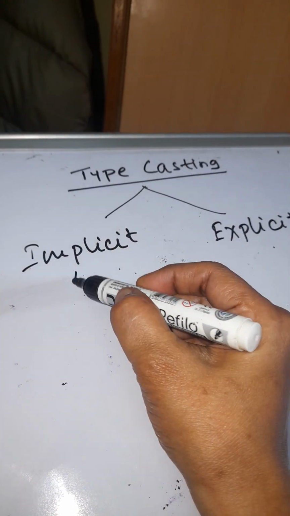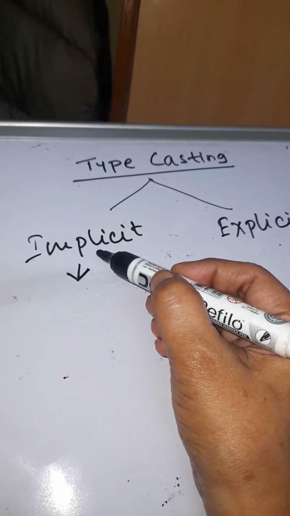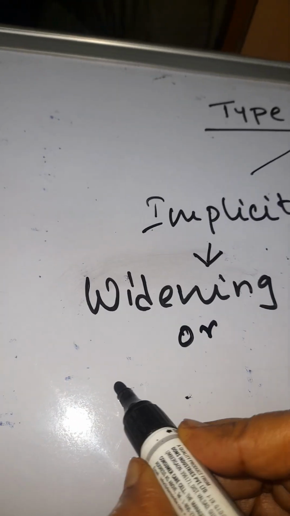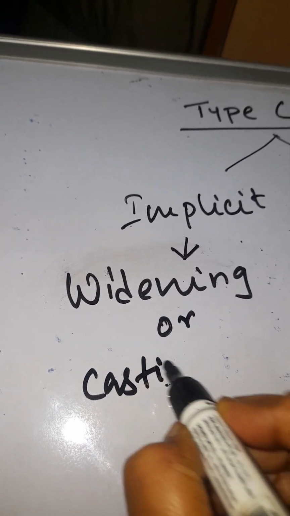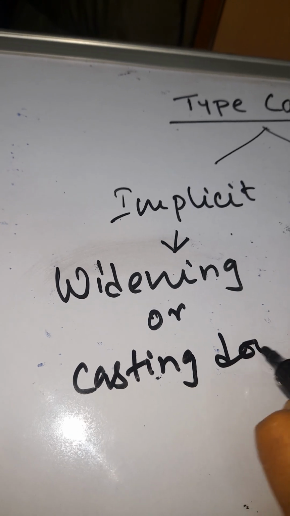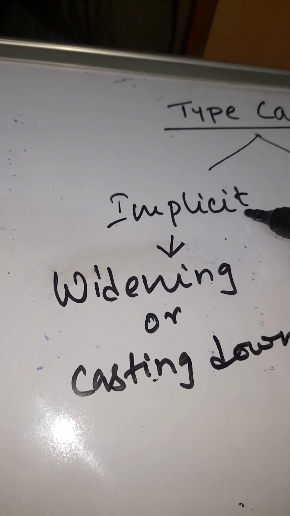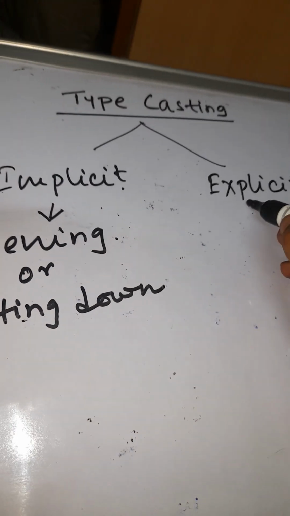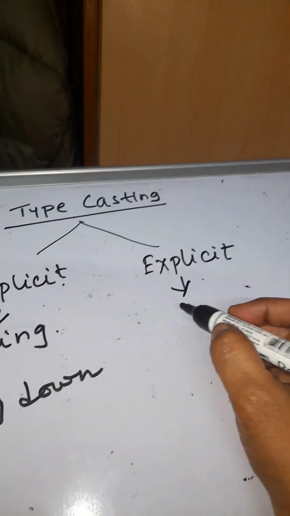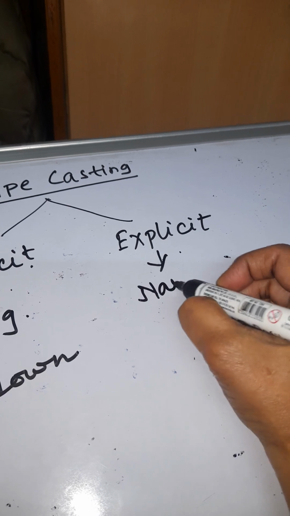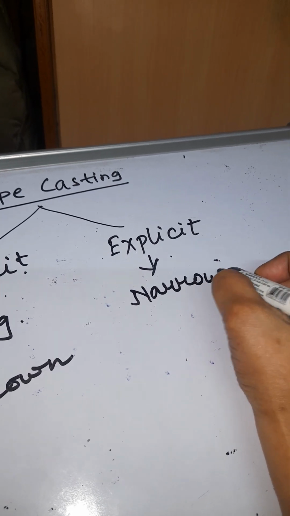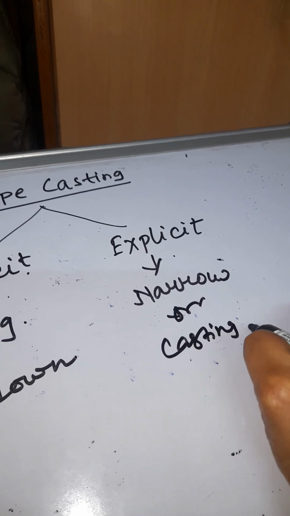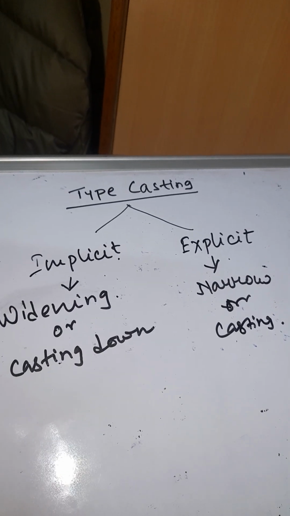Implicit typecasting is also known as widening typecasting or casting down, and explicit typecasting is also known as narrowing typecasting or casting up. Clear? So what are implicit and explicit typecasting?